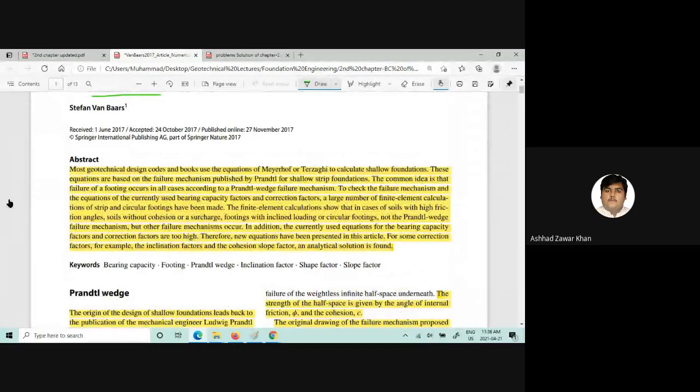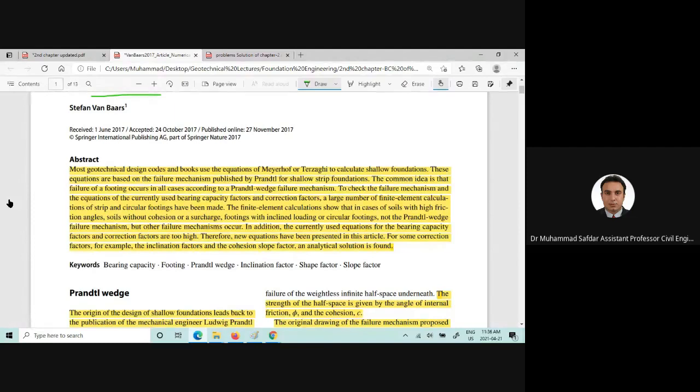Most geotechnical design books use the equations of Meyerhof or Terzaghi to calculate shallow foundations. These equations are based on the failure mechanism published by Prandtl for shallow strip foundations. Okay, a common idea. Please look.